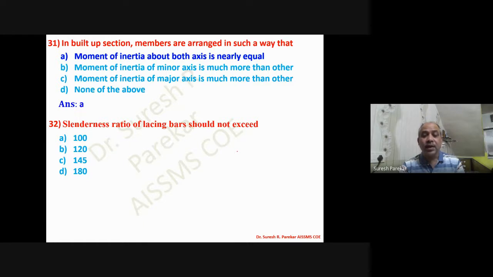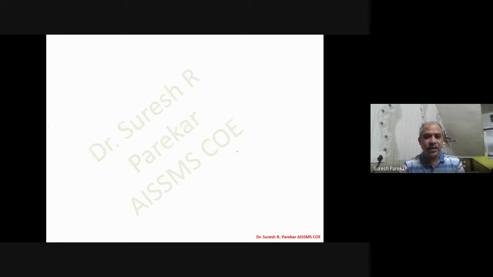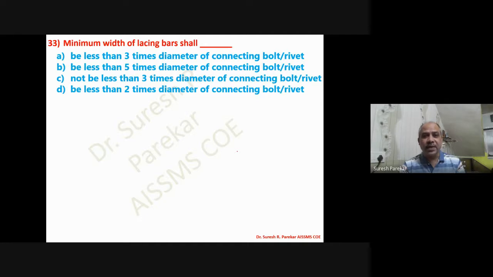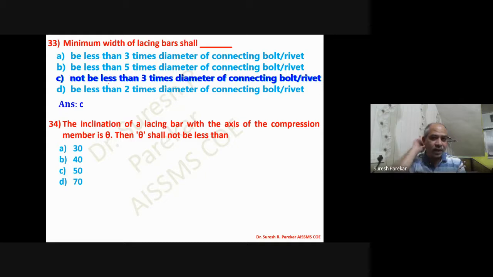Then the slenderness ratio of lacing bar should not exceed? You can go to the video on lacing and battening, and you will have answers to the questions that follow. So 145 will be the answer. Minimum width of lacing bar will be 3 times the diameter of the connecting bolt or rivet, so the width should not be less than 3 times the diameter of the connecting bolt or rivet. Now the inclination of lacing bar in a compression member, theta shall not be less than? That should not be less than 40. So the answer is B.